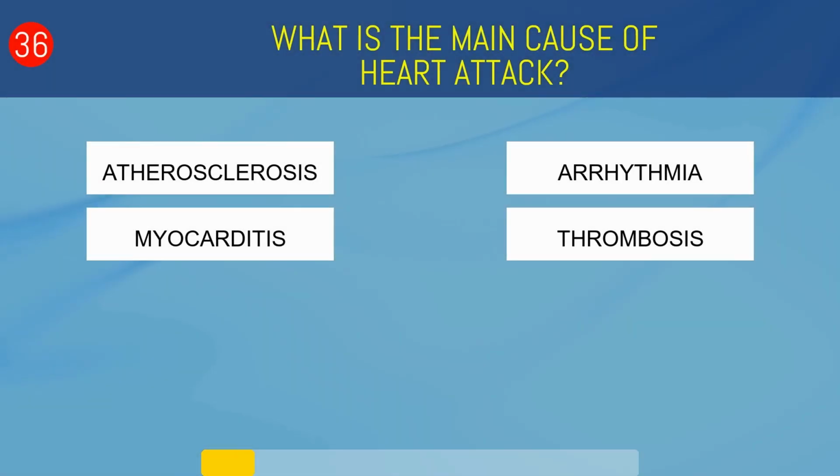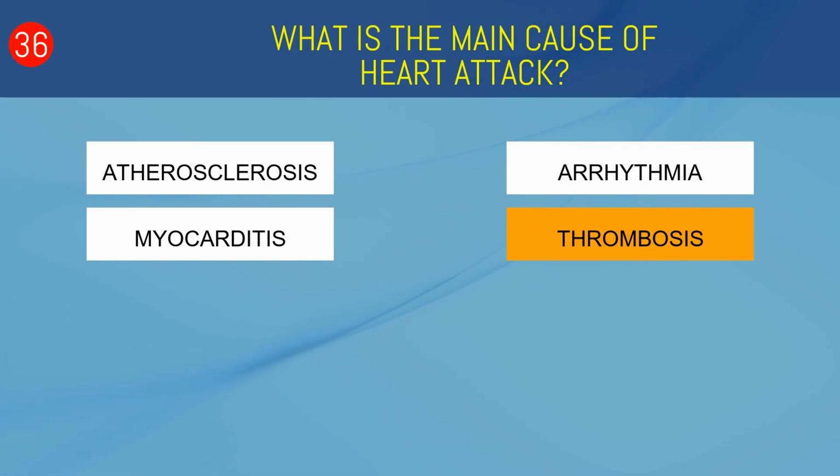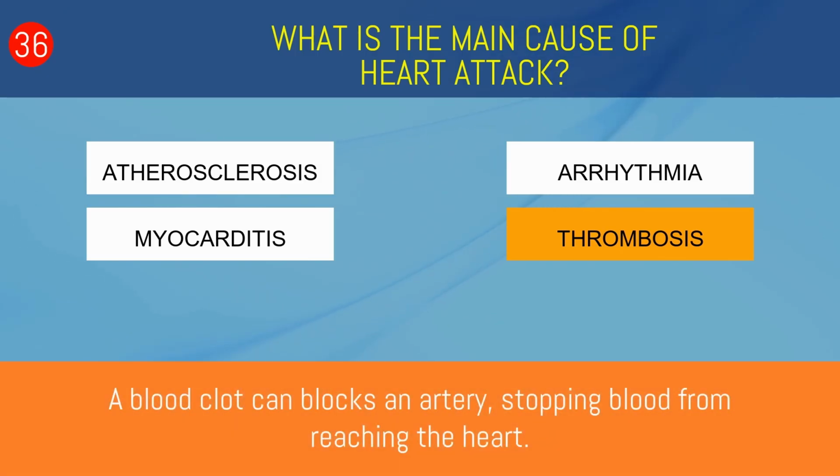What is the main cause of heart attack? Atherosclerosis, myocarditis, arrhythmia, or thrombosis? Thrombosis. A blood clot can block an artery, stopping blood from reaching the heart.